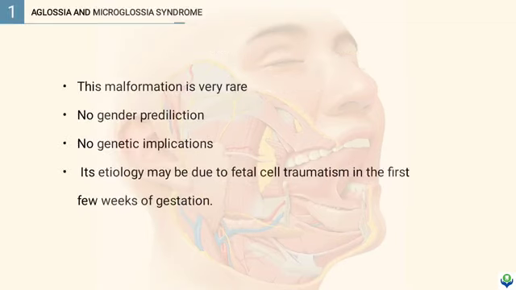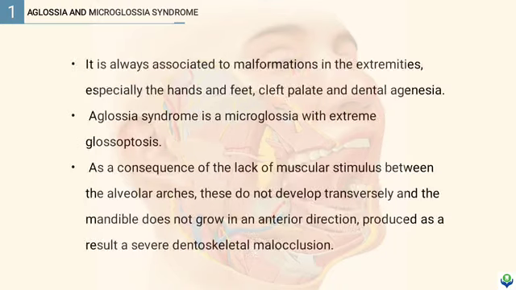Aglossia and microglossia syndrome. This malformation is very rare. This has no gender predilection and no genetic implications. Its etiology may be due to fetal cell traumatism in the first few weeks of gestation. It is always associated with malformations in the extremities, especially the hands and feet, cleft palate, and dental agenesis.